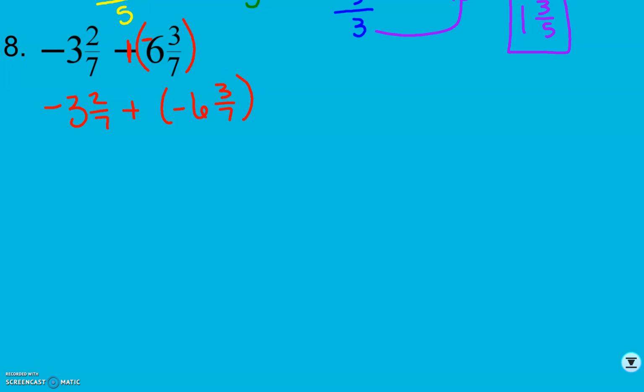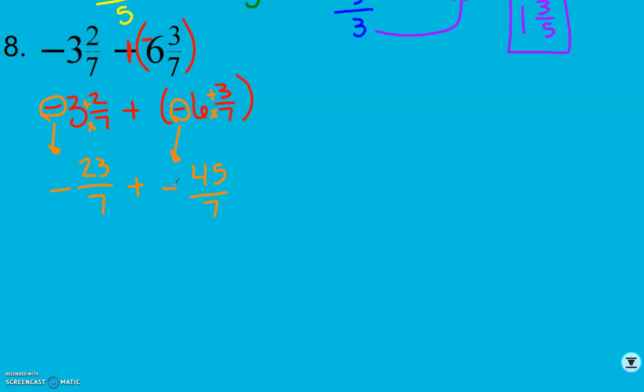I'm going to go from mixed numbers to improper fractions. Denominator times whole number plus numerator. 7 times 3 plus 2 is 23 over 7. And because that's negative, we make it negative. Plus, same thing here, 7 times 6 plus 3 is 45 over 7. And because that's negative, we make it negative.